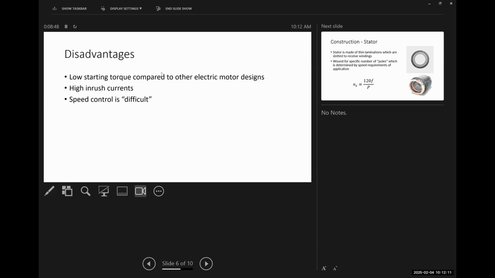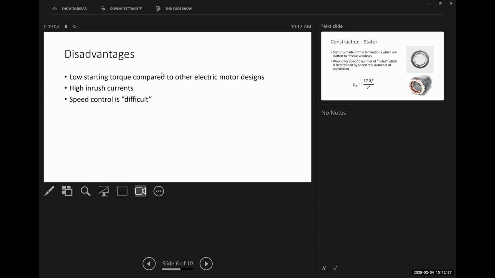And then one of the principal disadvantages is that speed control is relatively difficult, although that can be completely mitigated by using variable frequency drives and all of that kind of good stuff. But simple speed control is incredibly difficult.